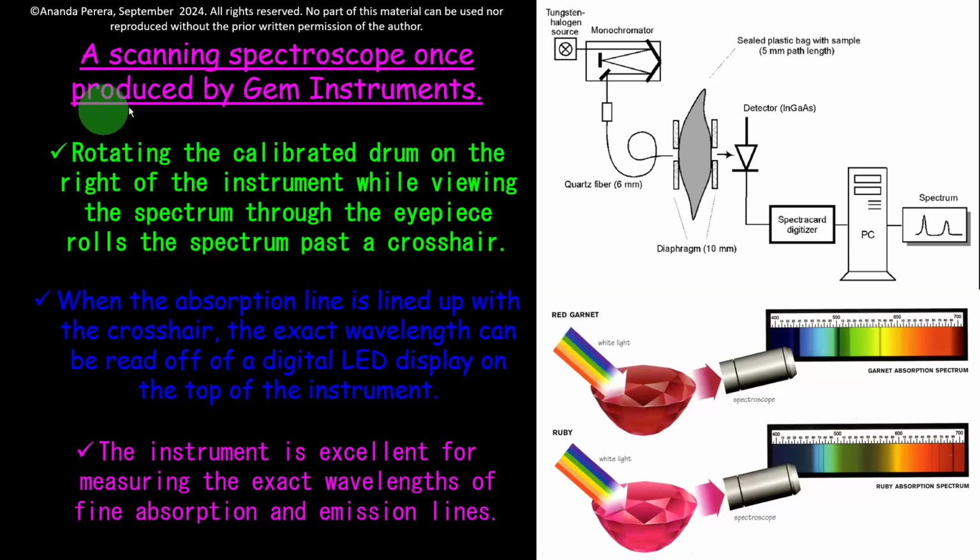Scanning spectroscope, once produced by GEM Instruments. Rotating the calibrated drum on the right of the instrument while weaving the spectrum through the eyepiece rolls the spectrum past the crosshair. When the absorption line is lined up with the crosshair, the exact wavelength can be read off a digital LED display on the top of the instrument. This instrument is excellent for measuring the exact wavelengths of fine absorption and emission lines.